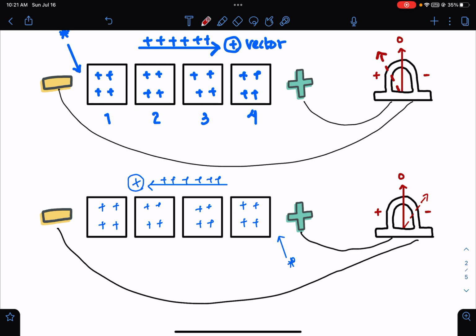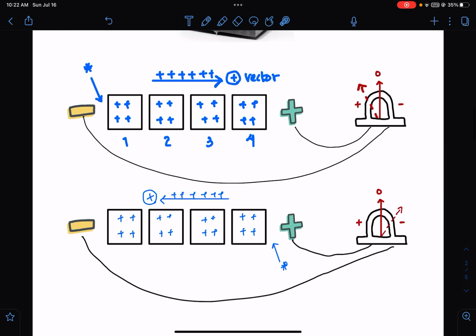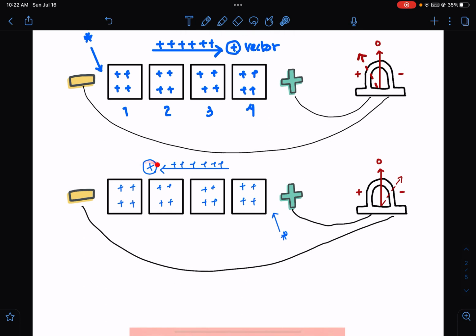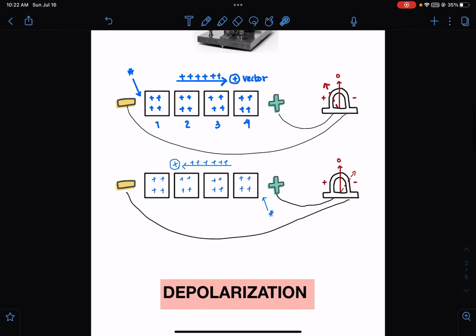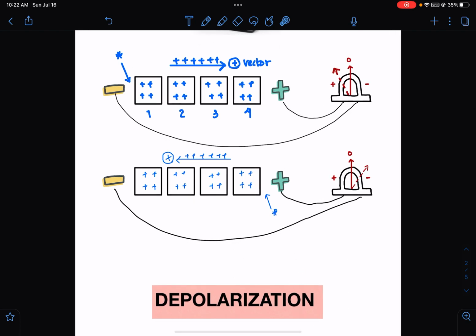So we need to know the very basic principles to detect electrical activities in the cardiac myocyte. Simply, I will explain this in a simple way. If a positive vector moves towards the positive pole, there will be positive deflection in the galvanometer. If a positive vector moves away from the positive pole, there will be negative deflection in the galvanometer. That's a very simple point. Okay, these two concern the depolarization phase.